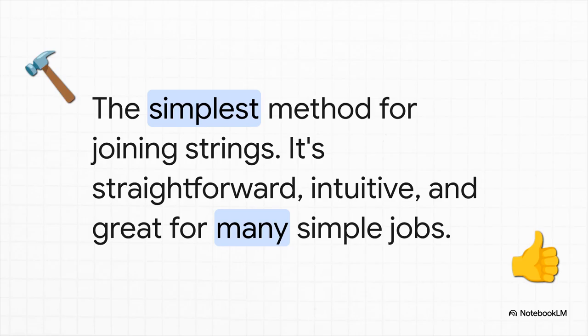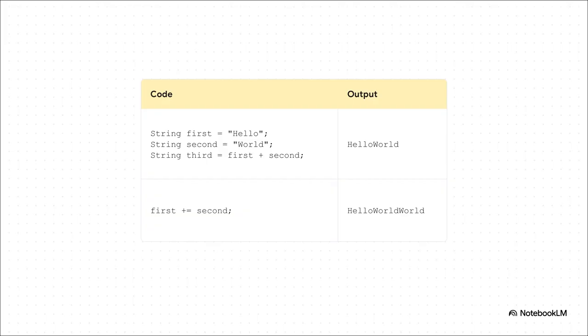First up, the one you've all seen a million times, the plus operator. This is your hammer. It's simple, it's intuitive, and for a lot of quick, small jobs, it's exactly what you need. No fuss, no muss. And you can see just how straightforward it is. You take first plus second, and boom, you get a new string, third. And that plus equals operator, that's just a handy little shortcut that adds second onto first and updates it. Super simple and really easy to read for basic stuff.